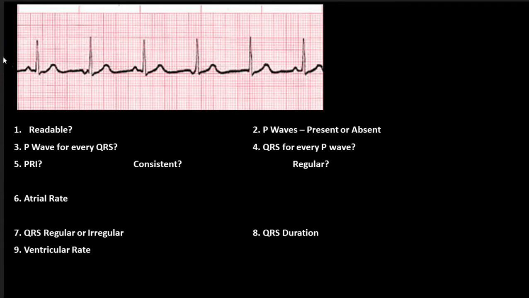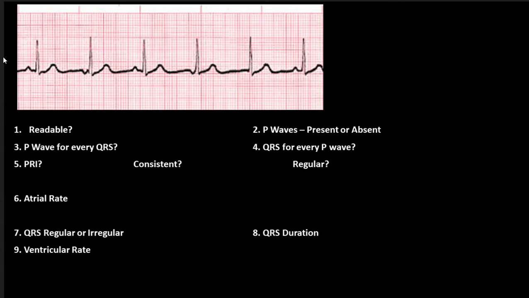All right, in this step-by-step ECG interpretation, we're going to take a look at a wandering atrial pacemaker. I know, sounds like somebody's traveling. Well, we'll talk about how it's wandering. So let's dive into it.